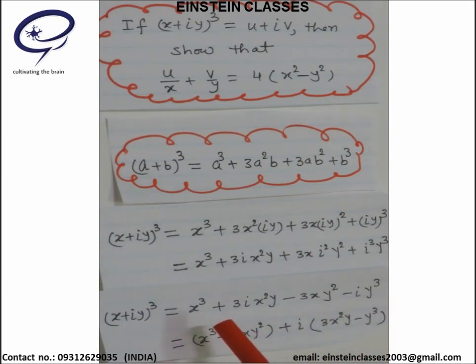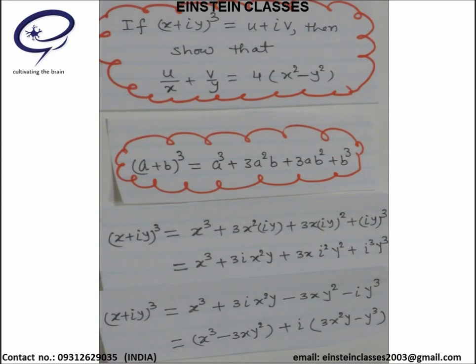Now collect the real terms and imaginary terms. The real terms of (x + iy)^3 are x^3 - 3xy^2. That means this one is the real term. Plus, i will come out from this term and this term, so it will be i times (3x^2 y - y^3). That means (x + iy)^3 comes out to x^3 - 3xy^2 + i(3x^2 y - y^3). This one is the real term and this one is the imaginary term.